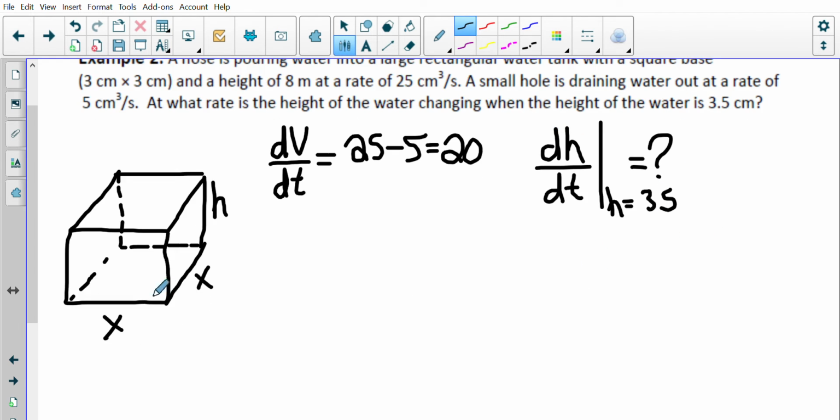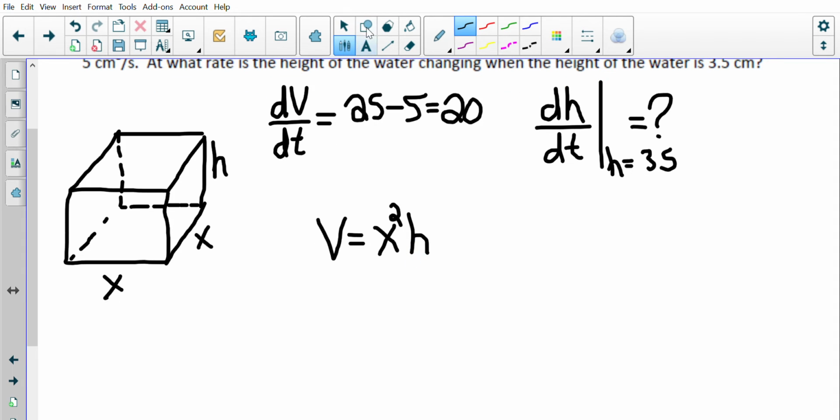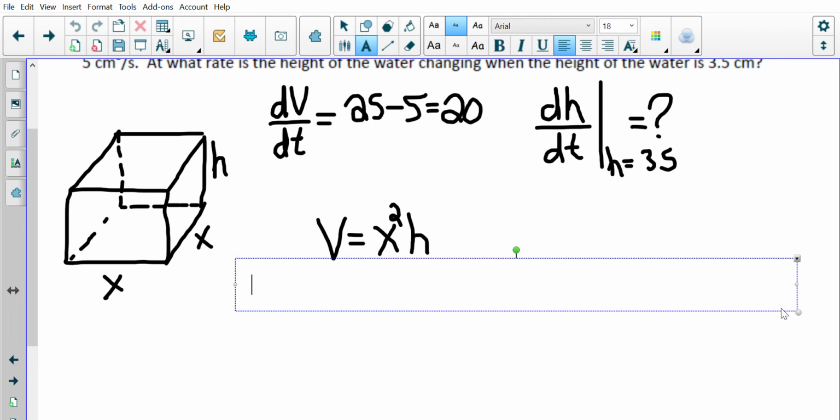All right, so now I need a formula that involves volume, x's and h's. The volume of a rectangular box is length times width times height, which in this case would just be x squared, my length times width, and then again, times my height. Now, here's something a little bit different. This is something we had last day that I can deal with right away, and it will save me a lot of extra work. But the thing is here, x is constant. The bottom of the box, the base of the box, is never changing.